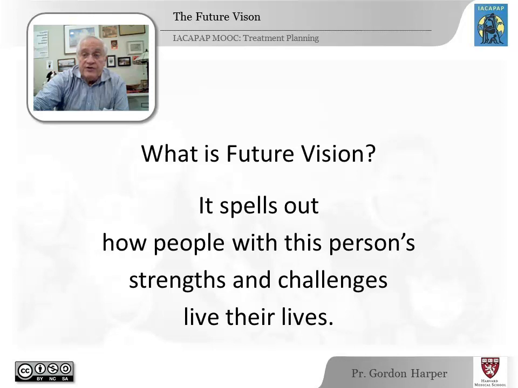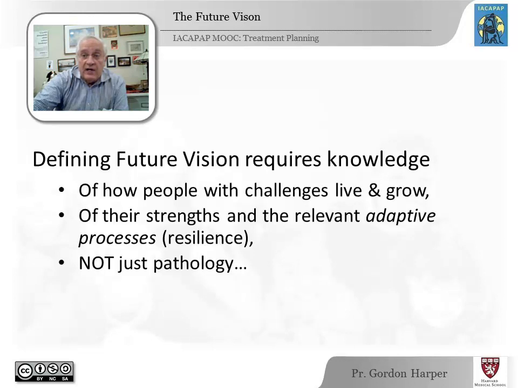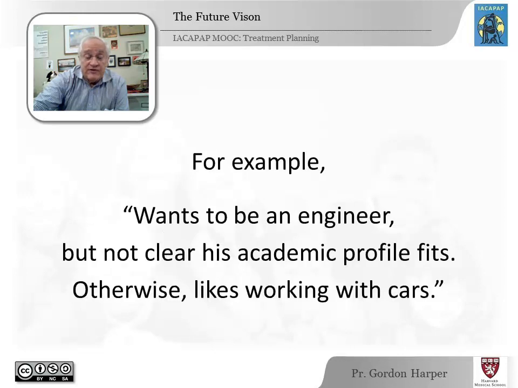The future vision spells out how people with this person's strengths and challenges live their lives. This takes a knowledge of how people with similar challenges live and grow, of their strengths and the relevant adaptive processes, not just pathology. For example, we might say, Pierre wants to be an engineer, but it's not clear his academic profile fits. Otherwise, he likes working with cars.